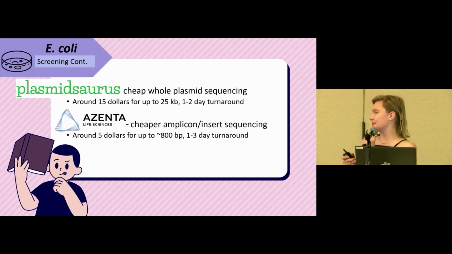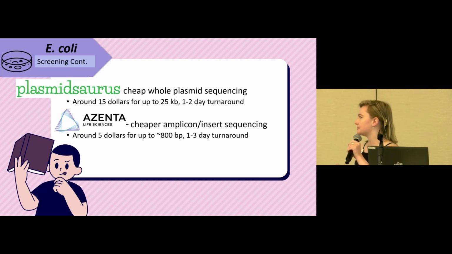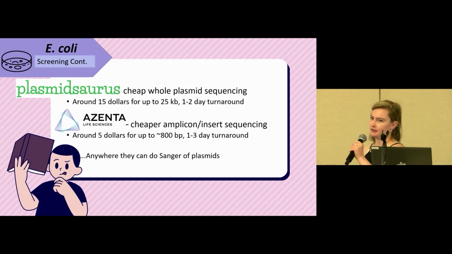There's also a Zenta, which is really great for if you're just looking to amplify your insert. It'll be about 800 base pairs for $5, plus shipping and handling, and you'll get your results in about 2 to 3 days. But like I said, anywhere that does Sanger sequencing of plasmids will be great for this.